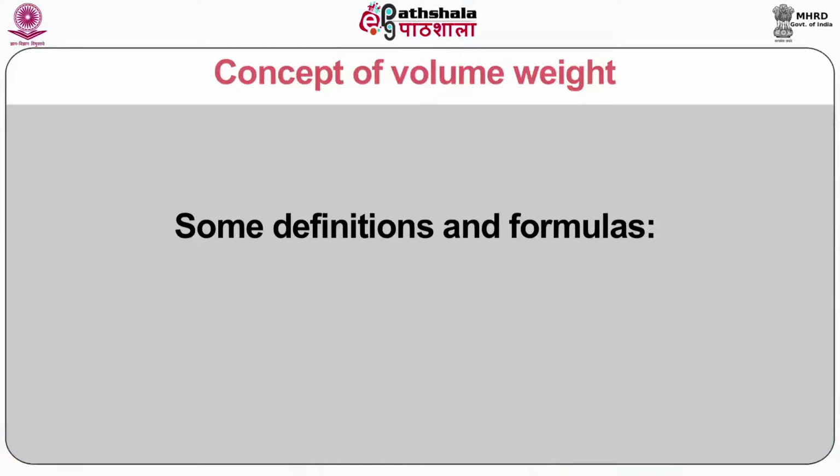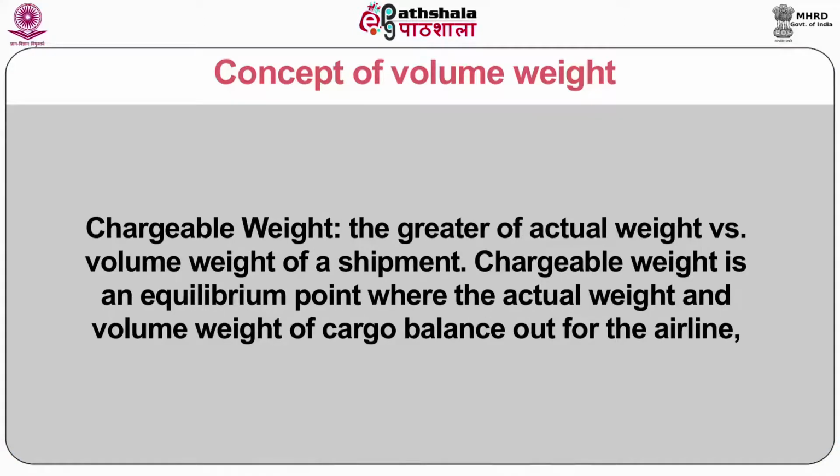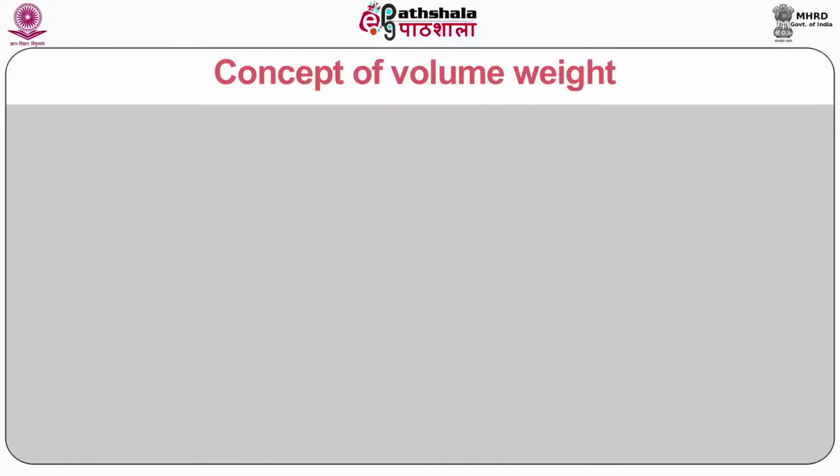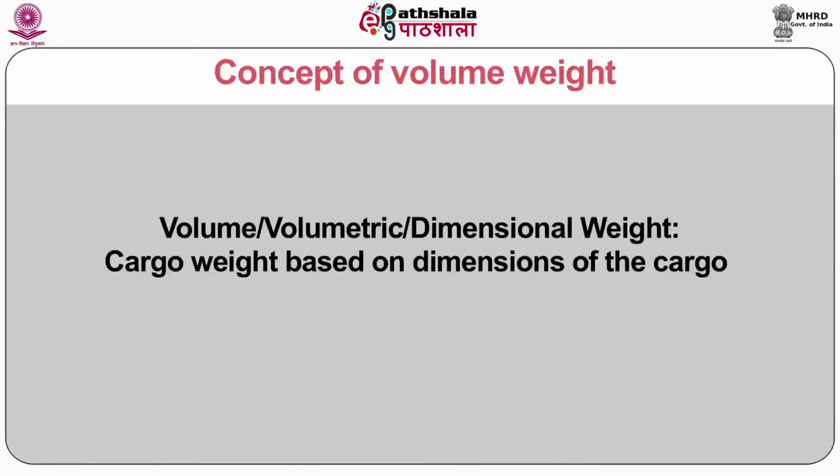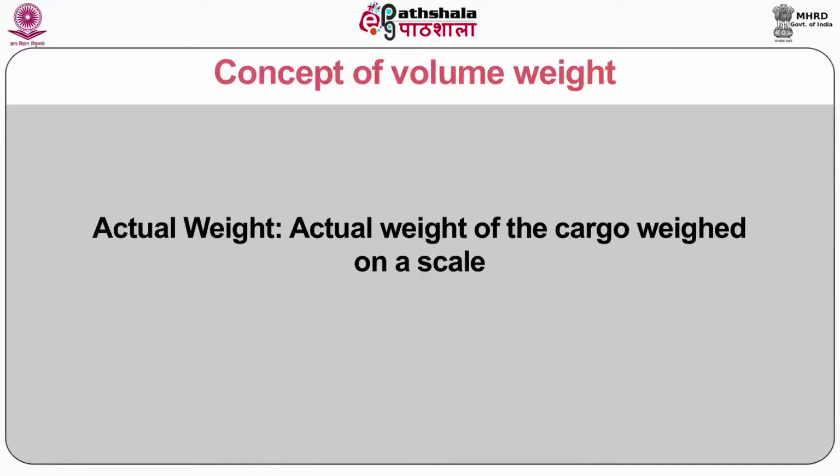Some definitions and formulas: chargeable weight is the greater of actual weight versus volume weight of a shipment. Chargeable weight is an equilibrium point where the actual weight and volume weight of cargo balance out for the airline. But keep in mind that if the actual weight of the cargo is higher than the equilibrium point, the air freight charges are built on that actual weight. Volume, or volumetric, or dimensional weight: cargo weight based on dimensions of the cargo. Actual weight: the weight of the cargo weighed on a scale.